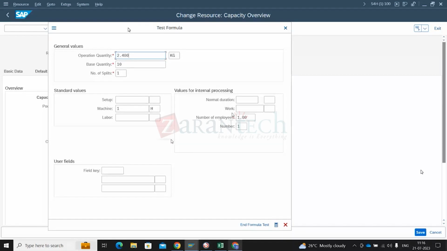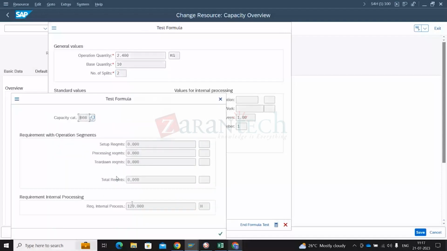I'll do one change here. So say number of employees is one and number of splits. If I split that operation into two, okay. So if there are two resources or if I am doing two operations in parallel, I'll just do two splits. Then the total amount required should be half. So it now needs 120 hours only. Correct. That's how it is. So the number of splits of the operations can be tested. And in real life, it happens.